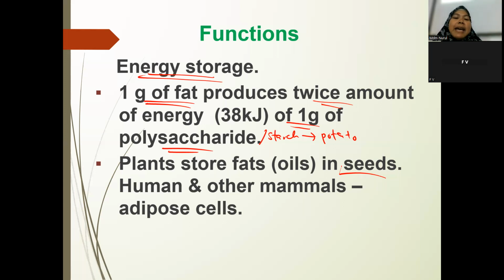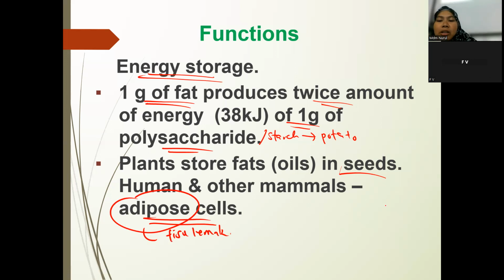Okay, right. As for human and other mammals, human and other mammals store fat in adipose cell. Adipose cell ialah sel lemak. Biasanya kat mana banyak sel lemak ni? Bawah kita punya kulit. Adipose cell. So kita panggil tisu lemak. Tisu lemak. Alright. So finish with the first one, which is fat.